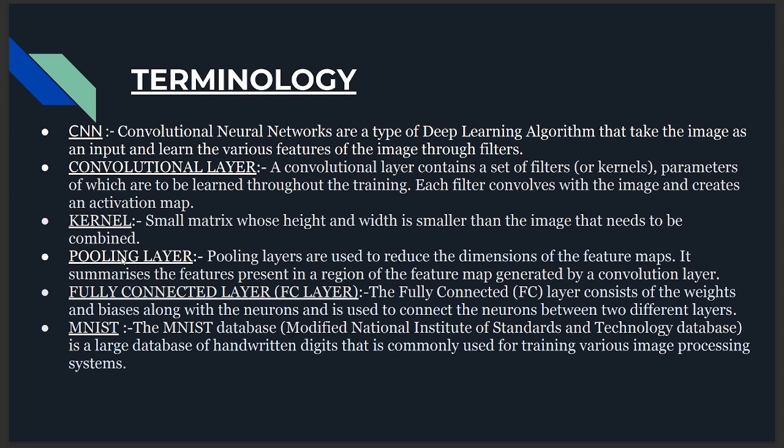We use a pooling layer, which is used to reduce the dimensions of the feature map. We also use the FC layer, or the fully connected layer, which consists of the weights and the biases along with the neurons and is used to connect the neurons between different layers. We also use the MNIST database, which is a large database which has a lot of handwritten digits and many other such data. Over here, we use the handwritten digits for our project to train our model and to test it.